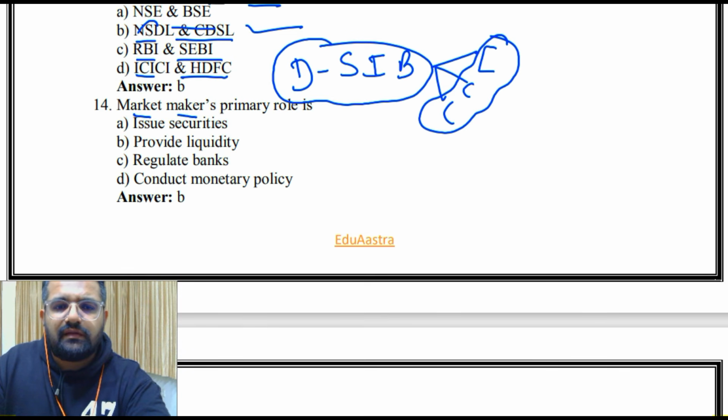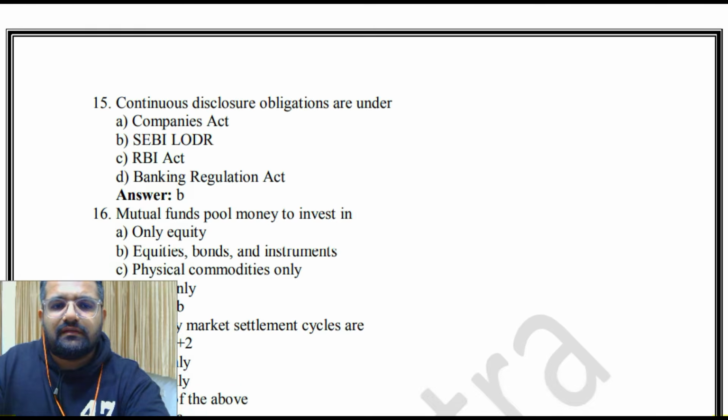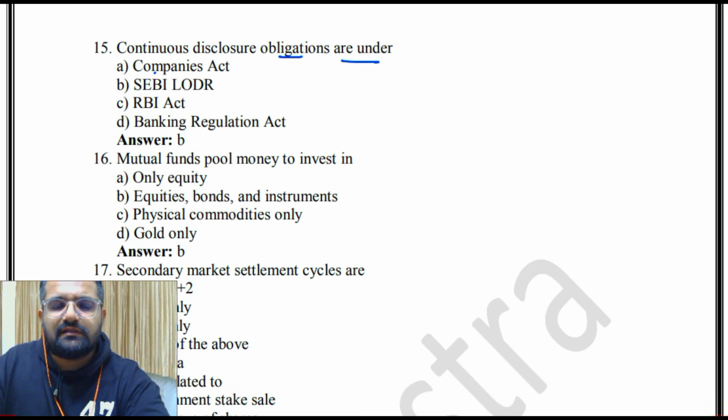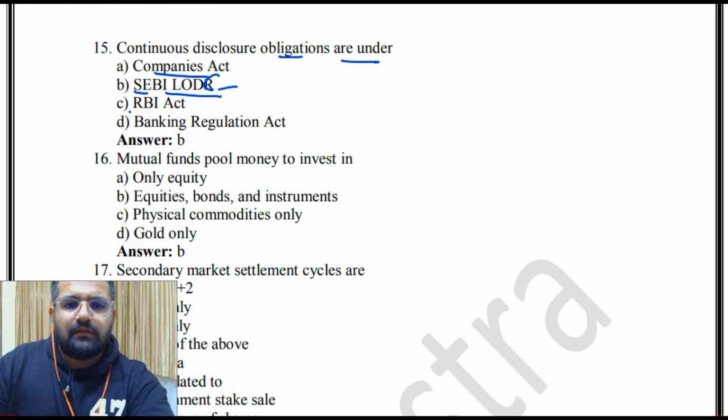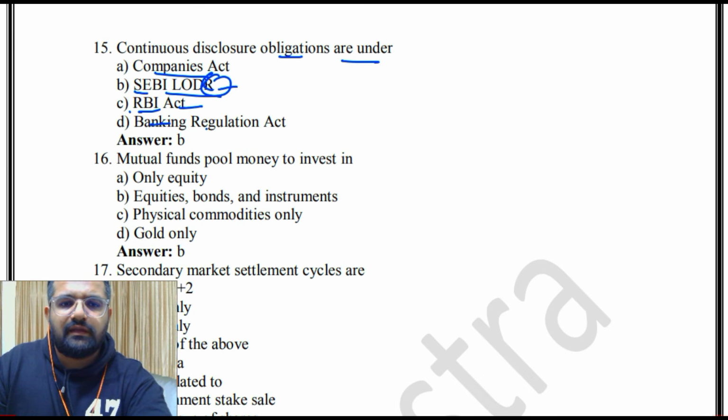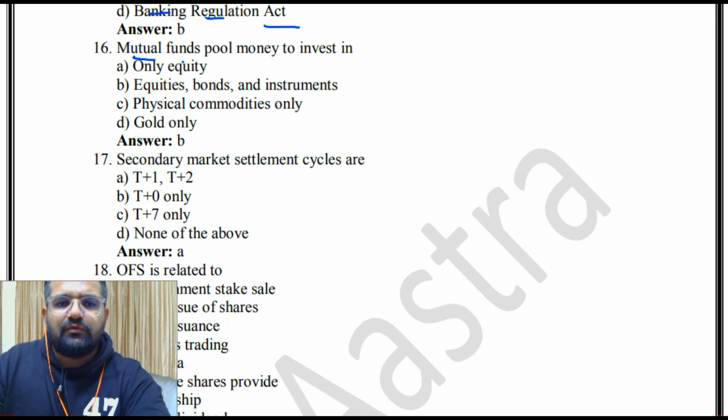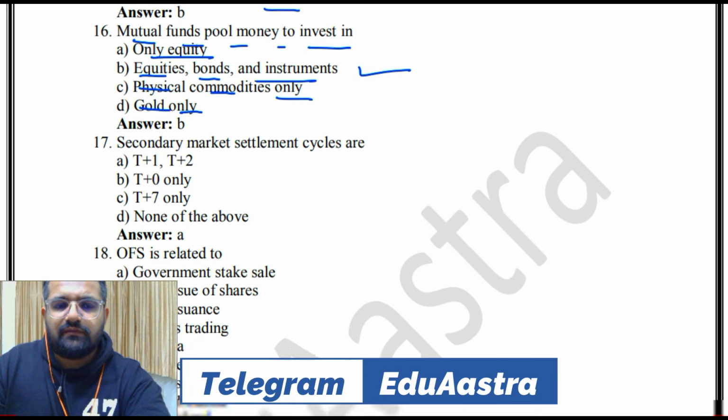Then market makers' primary role is issue securities, provide liquidity, regulate banks, conduct monetary policy. So the answer is provide liquidity. Then continuous disclosure obligations are under Companies Act, SEBI, LODR. Then LODR is listing obligations disclosure requirements, RBI Act, Banking Regulation Act. So the answer is SEBI, LODR. Then mutual funds pool money to invest in only equity, equities, bonds and instruments, physical commodities only, gold only. So the answer is equities, bonds and instruments.